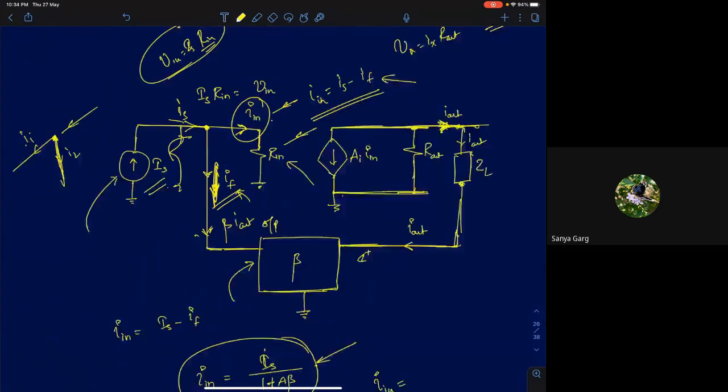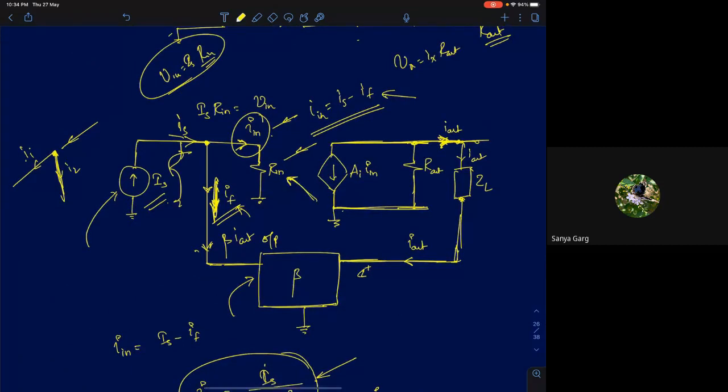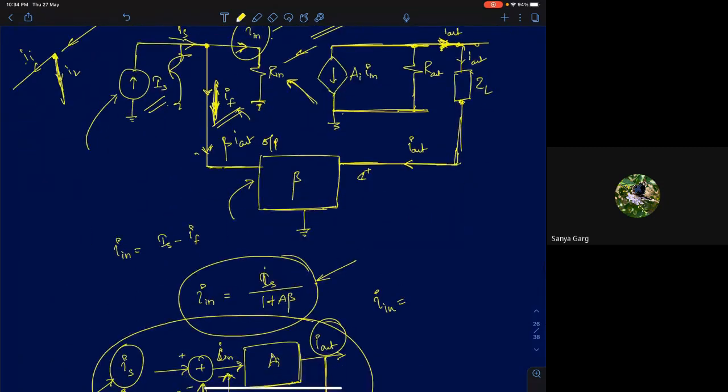So can you tell me what will be the voltage developed across Rn? Because you know IN, it's simply IN times Rn. So it will be Rn upon 1 plus A beta into IS. Right? So that will be your input voltage developed across Rn.